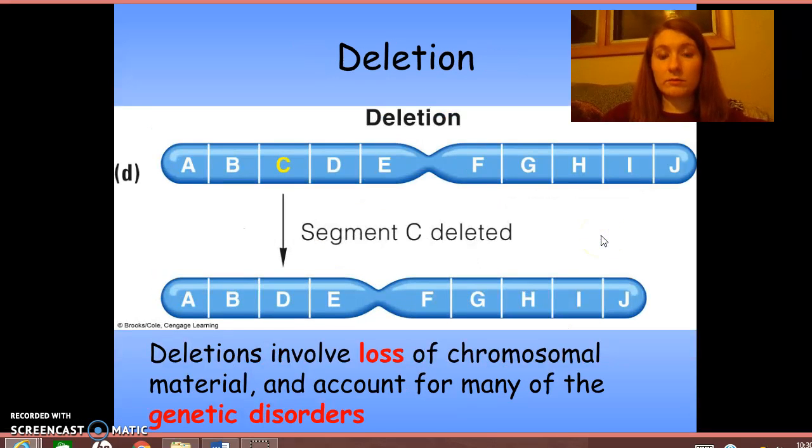And then the last one would be a deletion. So you're totally deleting the gene from the segment on the chromosome. So you can see here, C is on the chromosome, A, B, C, D, E, F, G, and so on. And here, the whole C is deleted. It just goes A, B, D, sorry, the C is not there, A, B, D, and the chromosome is then shortened. So it loses the genetic material that is needed in that C gene, and then that can account for many genetic disorders if it's totally gone.